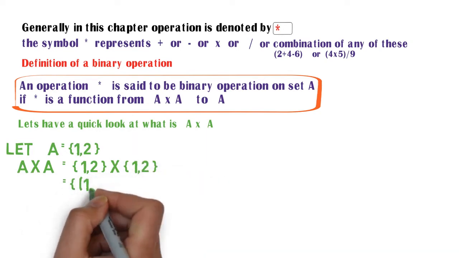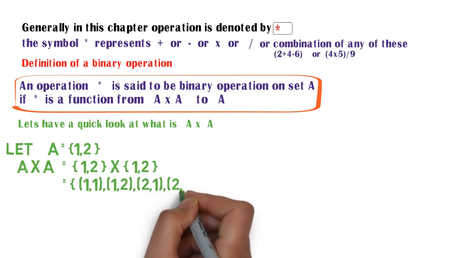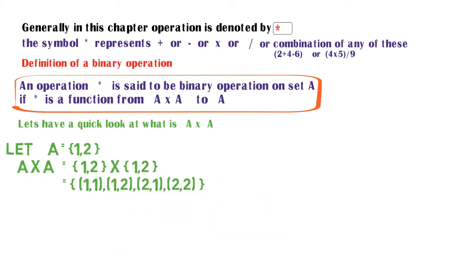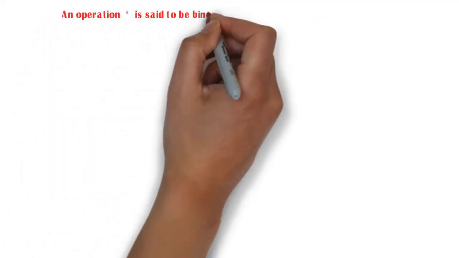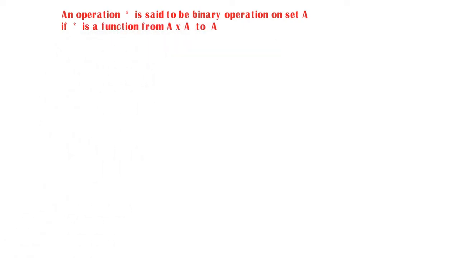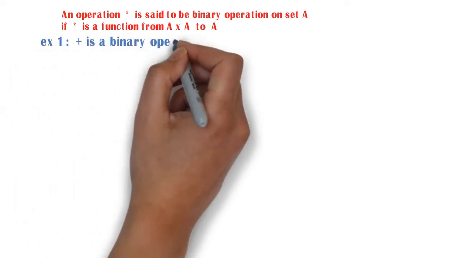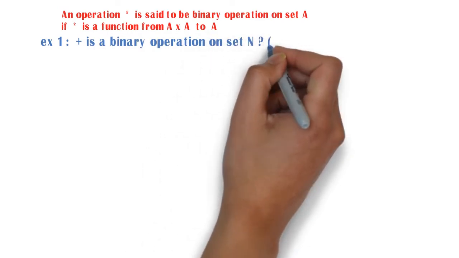You already know how to find the Cartesian product of two sets. Just revising how to find the Cartesian product of sets. To understand this chapter, you must know the definition of relation and function. This is the definition of binary operation. Now I'll try to explain this definition with the following examples. See this example. Addition is a binary operation on the set of natural numbers.